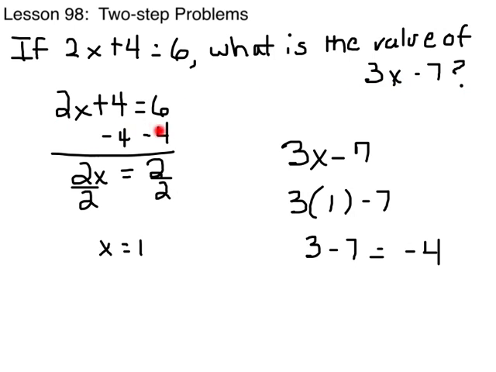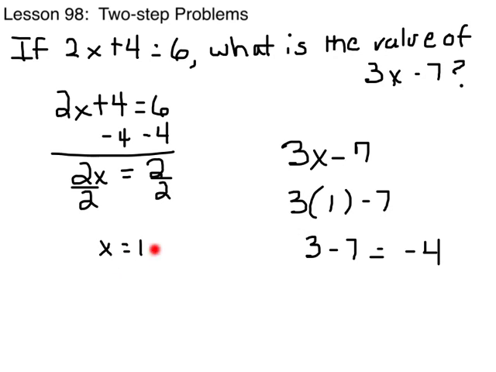So how do we find x? Well, just like we've been doing, we are going to subtract 4 on both sides because we have a plus 4, so we need a minus 4. That leaves us with 2x equals 2. We divide both sides by 2 and find out that x is equal to 1.